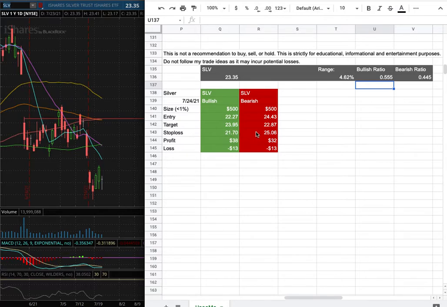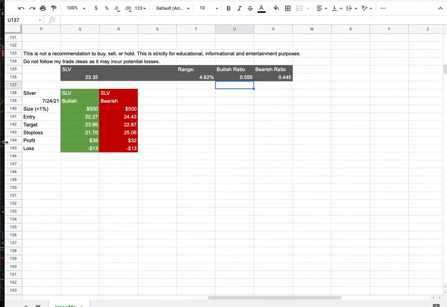However, if I were to open a short position, my entry is at $24.43, and that is this range here. My sell target is at $22.87, and my stop loss is at $25.06. So whichever entry price were to hit first, that'll be my position of the week.